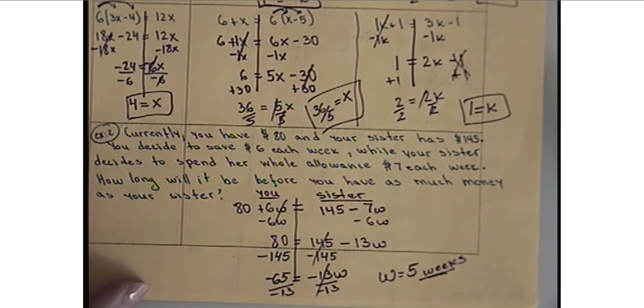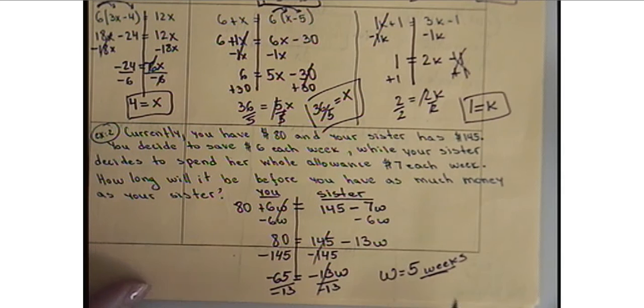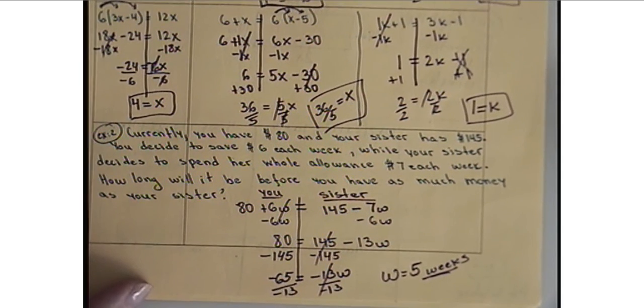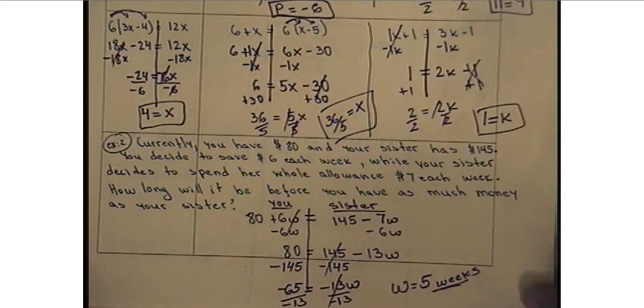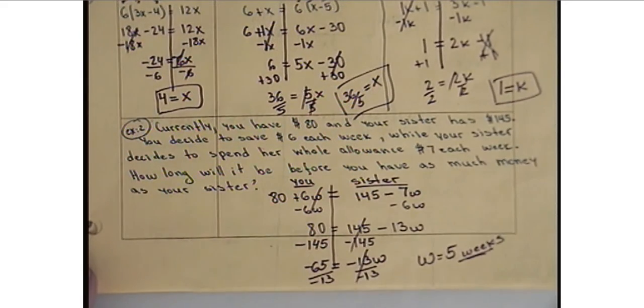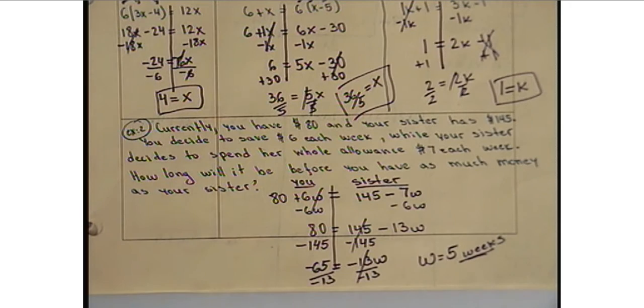This means on the 5th week, during the whole process you're saving and she's spending, on the 5th week you will have exactly the same amount of money. Great. Okay, so we're gonna keep going because I want to show you how we solve equations, continue solving equations, and what happens when something doesn't go so right.